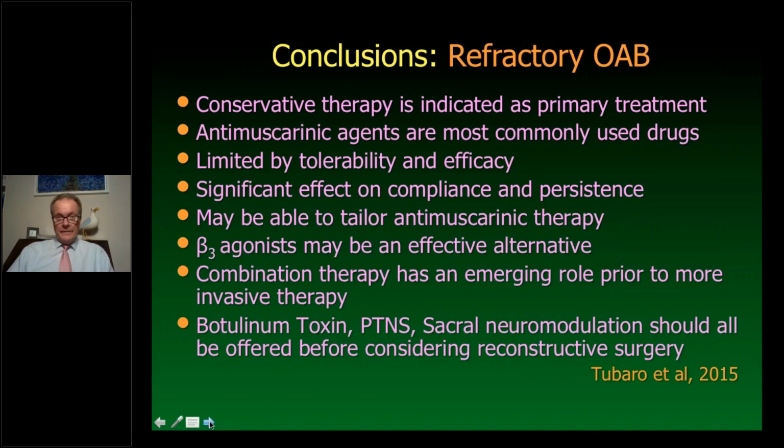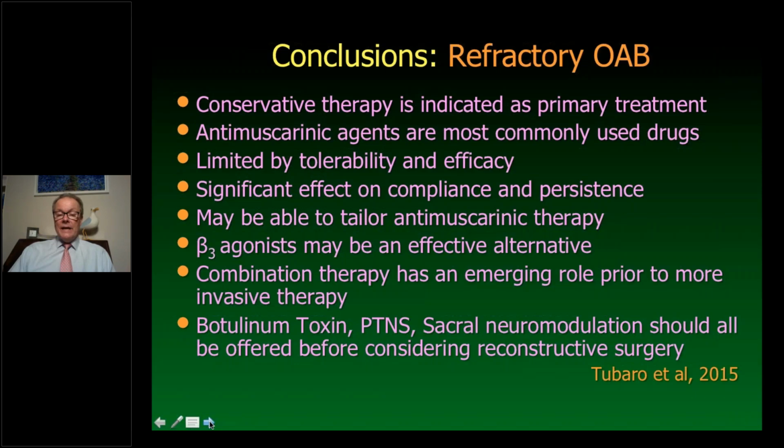So in summary, when we think about the management of our patients with refractory overactive bladder, I think all of us would agree that conservative therapy is indicated as primary treatment. At present, antimuscarinic drugs are the most commonly used drugs, but of course their efficacy is limited by tolerability and long-term persistence. We may be able to tailor antimuscarinic therapy to an individual patient, and also now, of course, we are able to add in a beta-3 agonist such as mirabegron or vibegron to be an effective alternative.